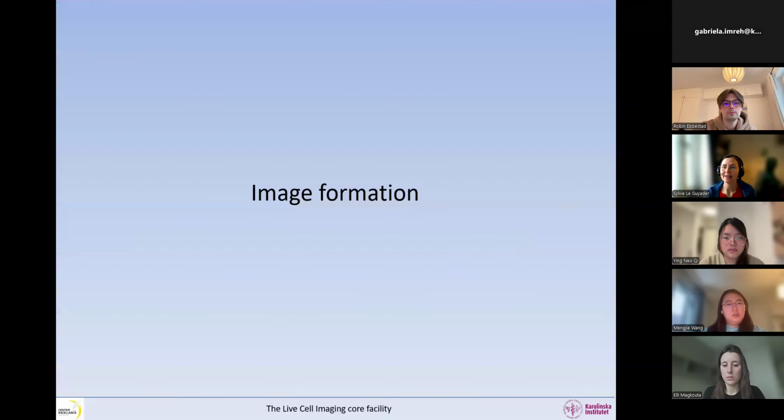Okay, so I'm going to add a little layer on top of everything I've said so far. We have seen what light is, what happens when the light finds bits of our sample, and also we spoke about how we can manipulate light in the microscope. Now we're talking about the image formation.